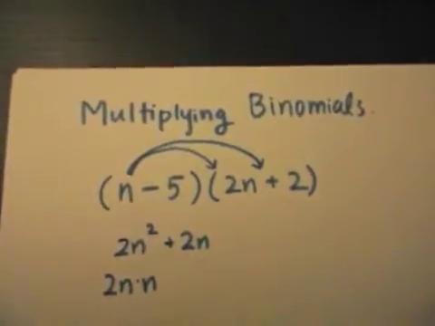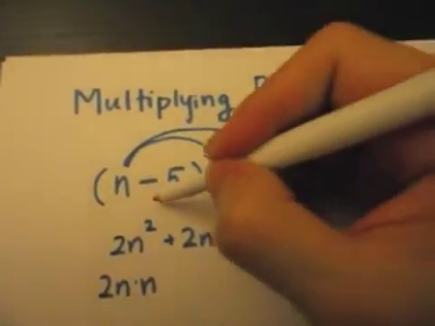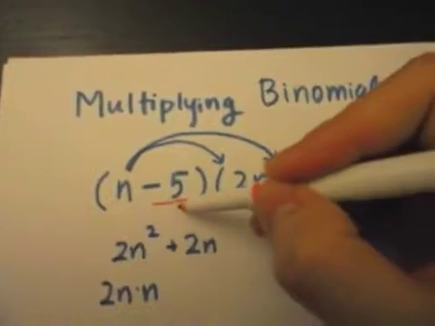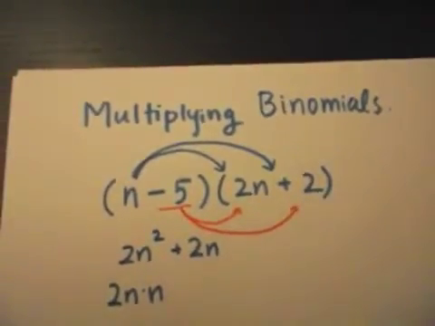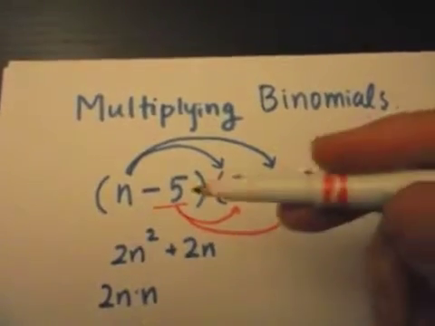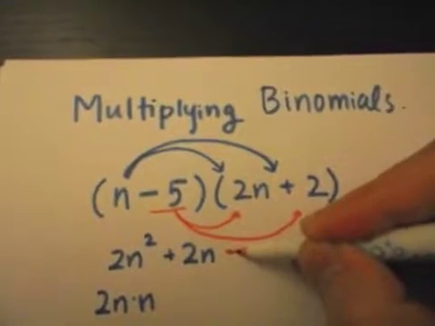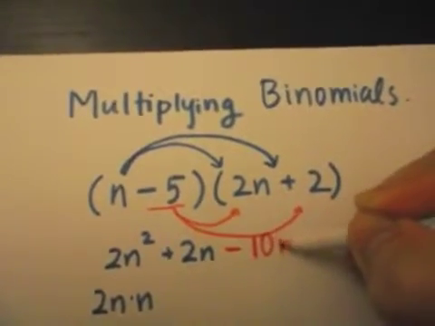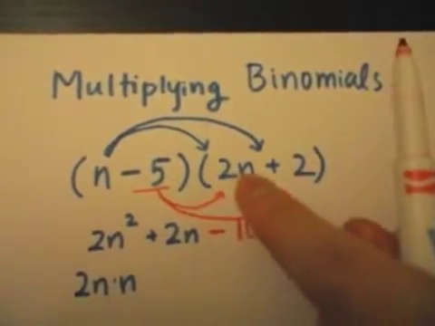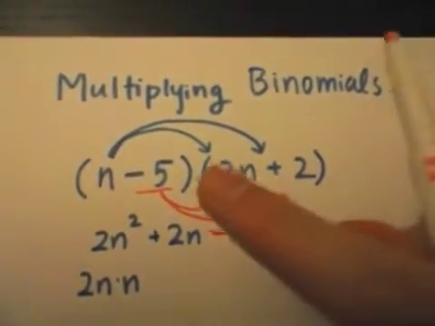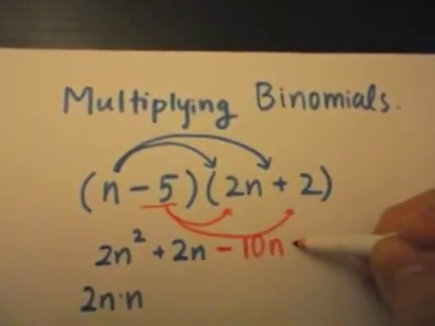So after I distribute the n, I have to go back and distribute the negative 5 the same way to the 2n and to the positive 2. So I have negative 5 times 2n, that's going to give me negative 10n. You want to be careful of the signs here. I have a negative times a positive. And then I have a negative 5 times 2, that's going to give me negative 10.